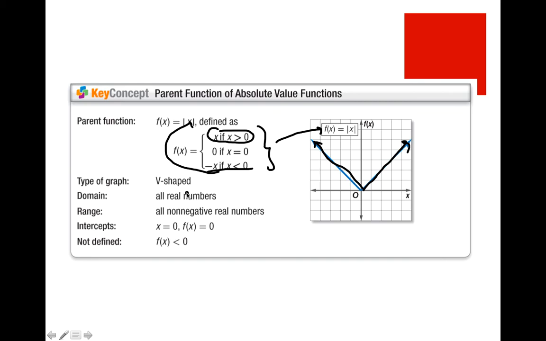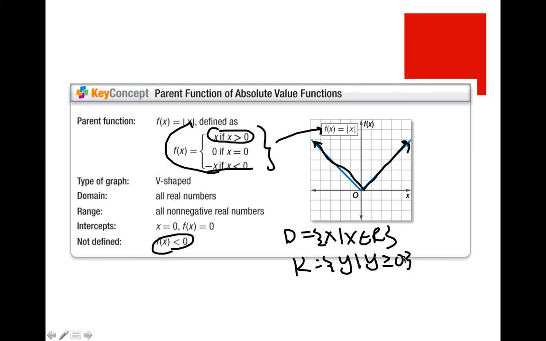All absolute value functions are going to have a V shape. In this case, the domain is all real numbers. You can put in anything you want for x, but what you're going to get out is something positive. So there's a limitation on it. My domain, if I'm writing it in set notation, is the set of all x such that x is an element of the reals. And my range is such that the y values are only going to be those that are greater than or equal to 0.